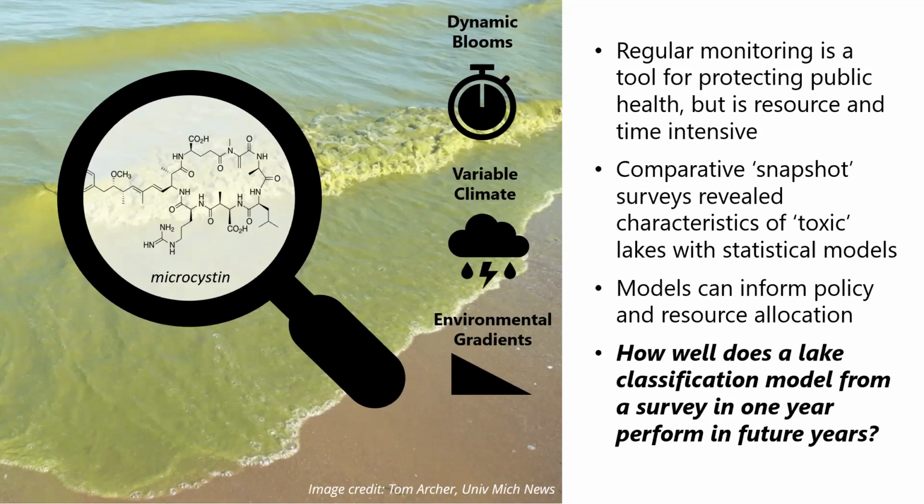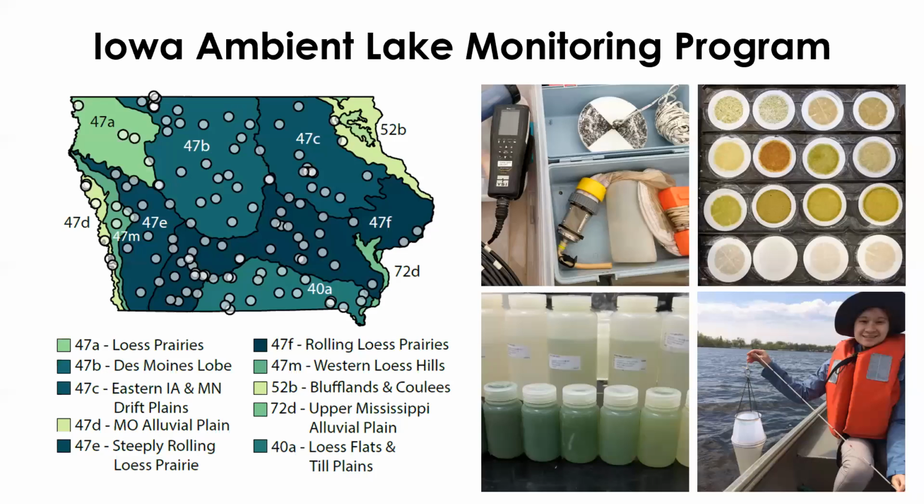And so the question that we wanted to ask was, how well does a lake classification model that's built from a single year snapshot survey, how does it do in terms of performance of classifying lakes as having toxin detected and not detected? And how can we use it in future years to continue making those predictions if we have new data? And so to answer this question, I use the Iowa Ambient Lake Monitoring Program data set.